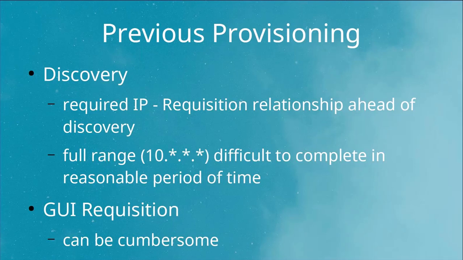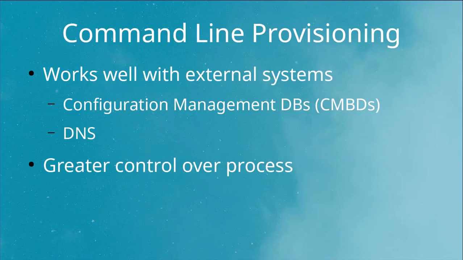In Part B, provisioning was accomplished through the GUI requisition. This method can be cumbersome when more than 10 nodes are involved. To remedy the issues of provisioning through discovery or the GUI interface, OpenNMS offers a couple of tools that can provision nodes from the command line. This is meant to work with an external system that can track what is available on a network, for example, a CMDB or a DNS system. Working from the command line also provides greater control over the provisioning process.